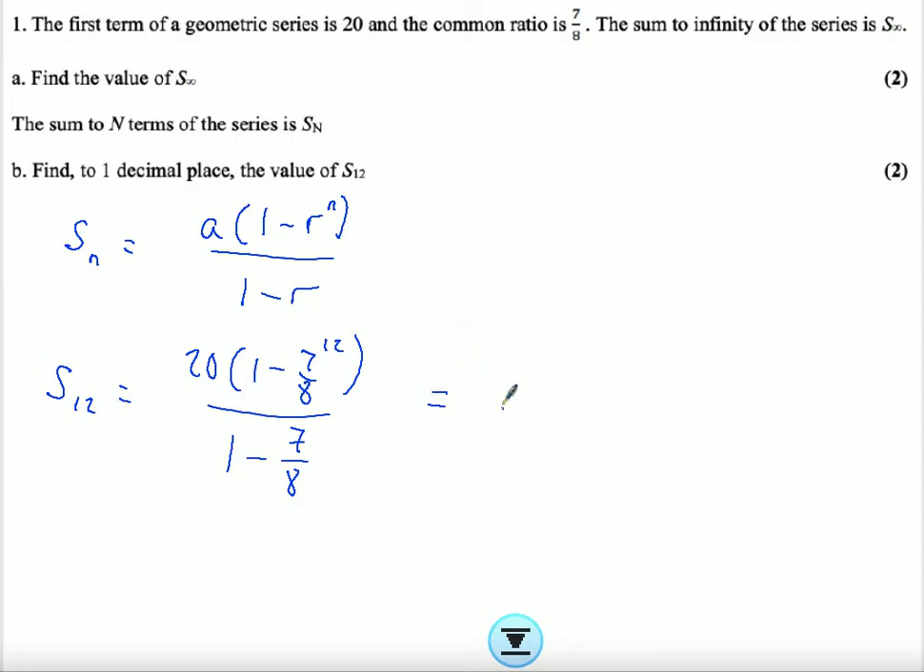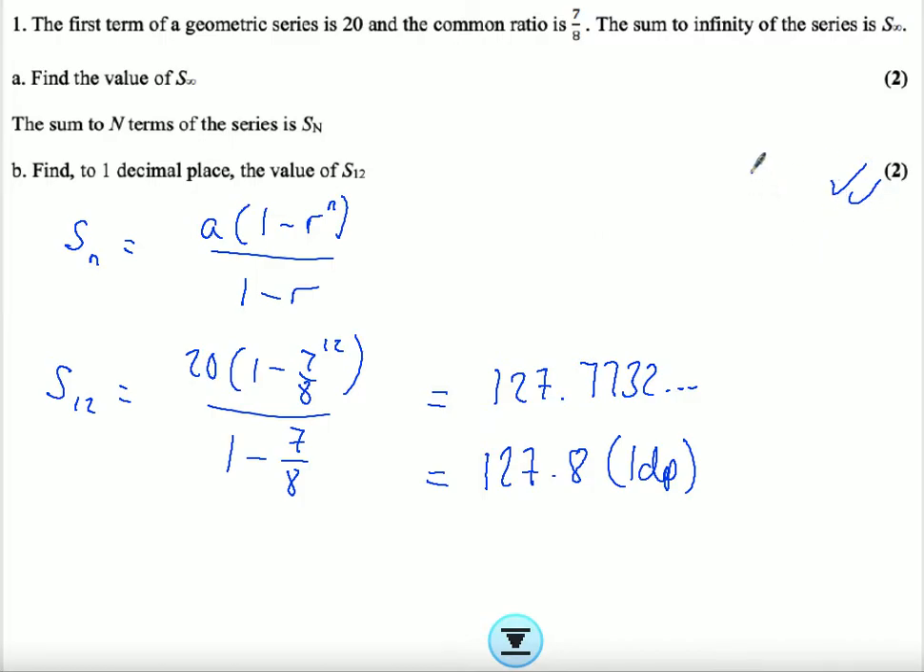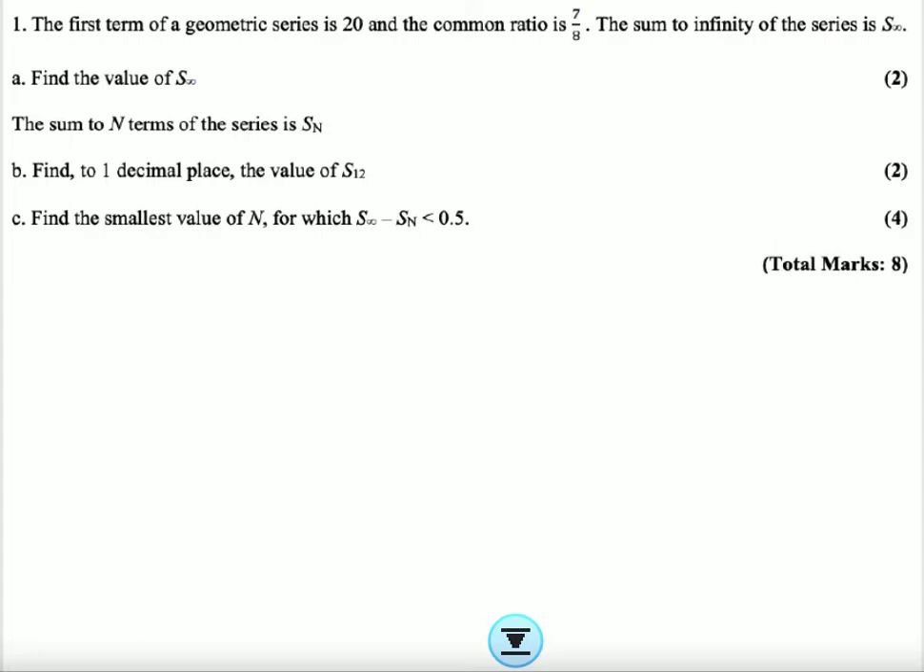Okay, so that comes out at 127.7732 and so on. So to one decimal place, that would be 127.8, 1 dp. Another 2 marks. And all we've done so far is just use the formula booklet. Okay, part C with 4 marks, it's going to be a little bit more challenging.